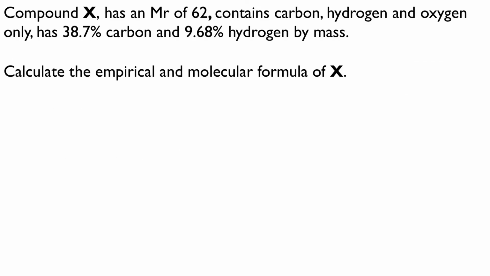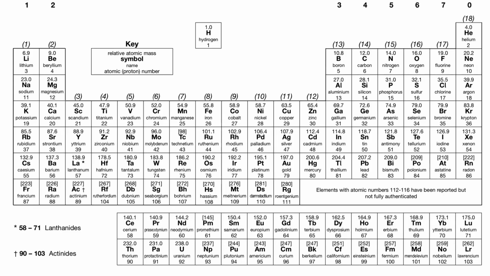Let's have a look at an example. So compound X has an Mr of 62. It contains carbon, hydrogen and oxygen. It has 38.7% carbon, 9.68% hydrogen by mass. Calculate the empirical formula of X. So the first thing we need to do is find the relative atomic masses of carbon, hydrogen and oxygen, and we use our periodic table. So carbon has a relative atomic mass of 12, hydrogen has a relative atomic mass of 1, and oxygen has a relative atomic mass of 16.